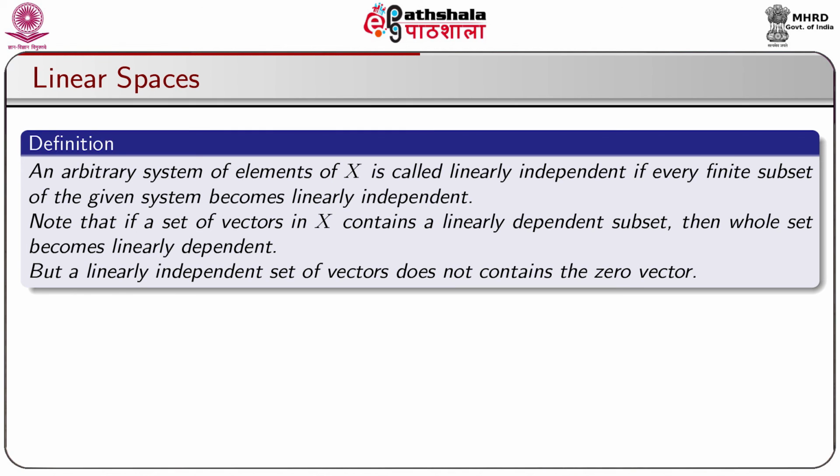An arbitrary system of elements of capital X is said to be linearly independent if every finite subset of the given system is linearly independent. Note that if a set of vectors in capital X contains a linearly dependent subset, then the whole system becomes linearly dependent. But a linearly independent set of vectors does not contain the 0 vector or null vector.